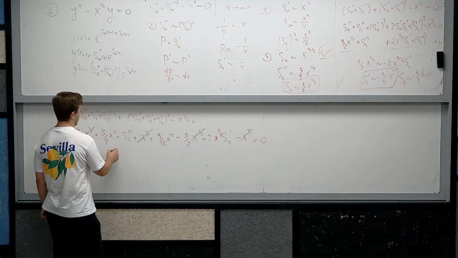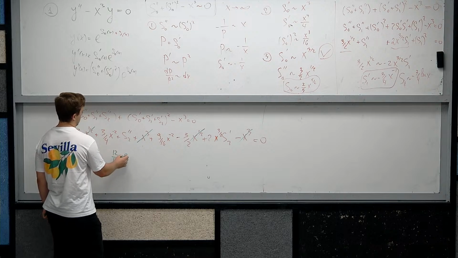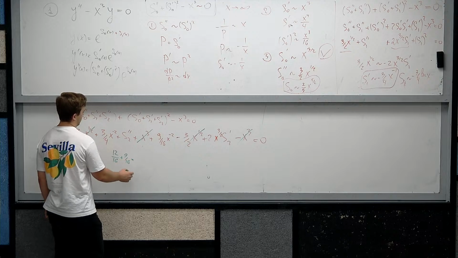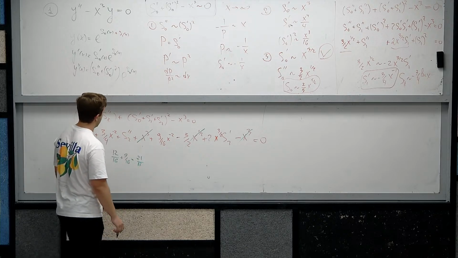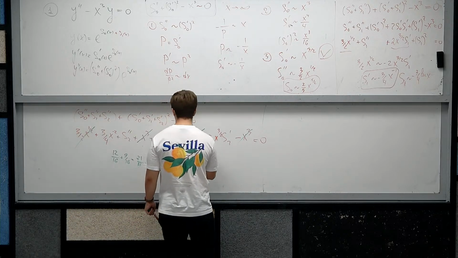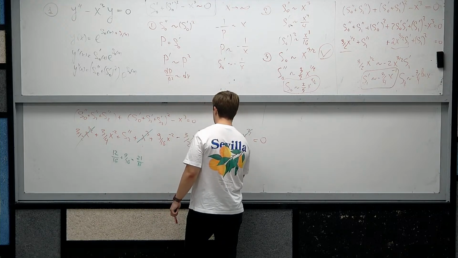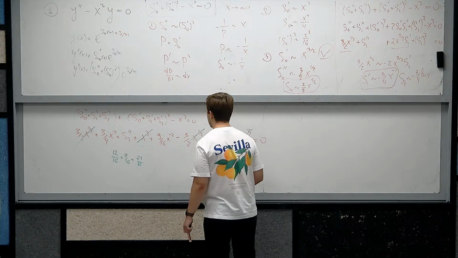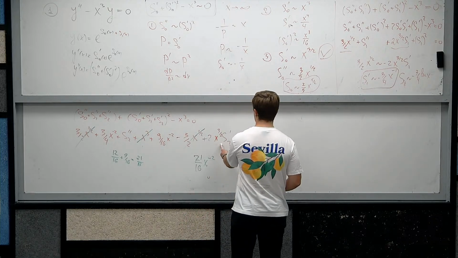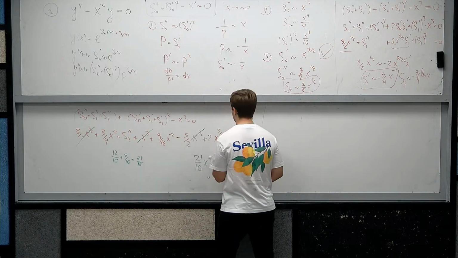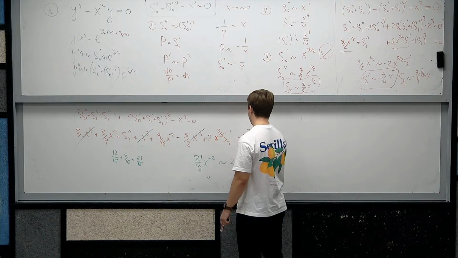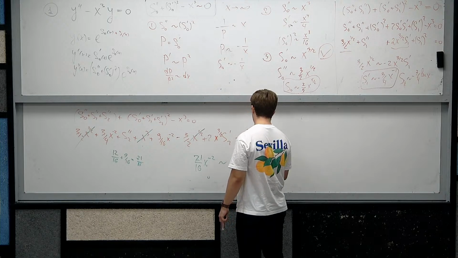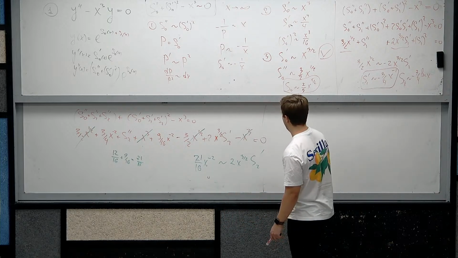So here is 12 over 16 plus 9 over 16 will be 21 over 16. So yeah, I have 21 over 16 x to the minus 2. And we have this term and this term. So I think it's clear that we need to pick this one.